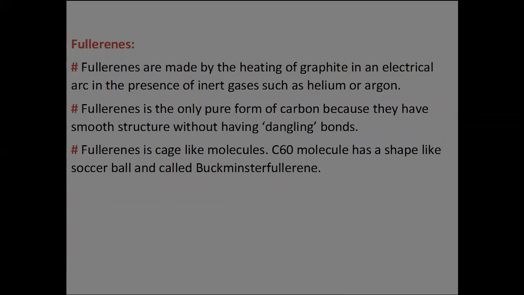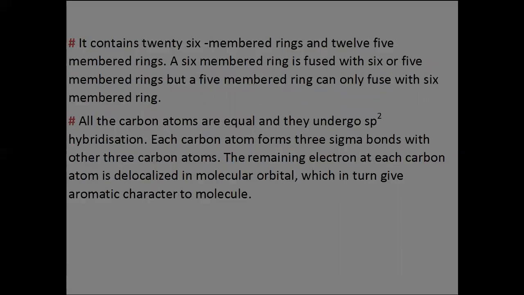Fullerenes. Fullerenes are made by heating of graphite in an electrical arc in the presence of inert gases such as helium or argon. Fullerene is the only pure form of carbon because they have a smooth structure without having dangling bonds. Fullerenes are cage-like molecules. C60 molecule has a shape like a soccer ball and is called Buckminsterfullerene.